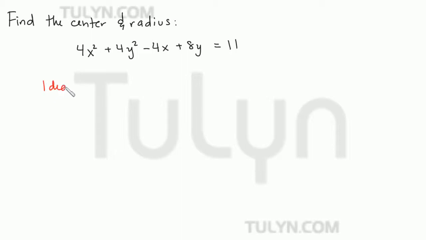Find the center and the radius of the circle whose equation is given by 4x squared plus 4y squared minus 4x plus 8y is equal to 11. Now this isn't the normal form for the equation of a circle, but the idea to get it to be in that form is to complete the square.